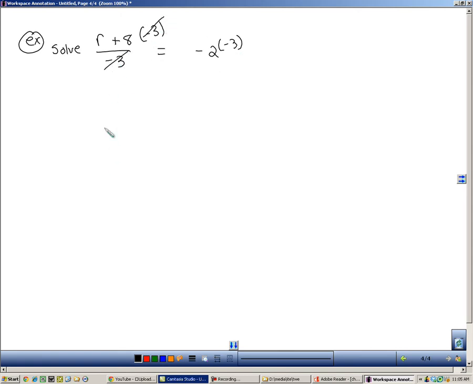So now the negative 3's will cancel, leaving r plus 8 equals a positive 6. Negative times a negative is positive. Now getting rid of a plus 8 by subtracting 8 from both sides. So you're going to get r equals negative 2. This is a case where you're not necessarily going to go in reverse PEMDAS, and you'll notice it by a big division bar that divides a large group by a number.